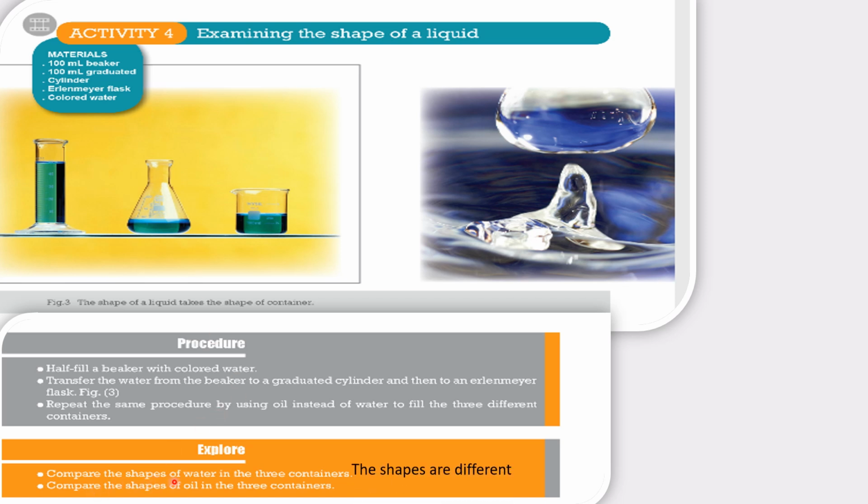Compare the shape of water in the 3 containers. The shapes are different. Here, the shape of the colored water is the same as the shape of the cylinder. Here, it's the same as the shape of the new container, which is the Erlenmeyer flask. So, the shapes are different. Compare the shape of oil in the 3 containers. The same will happen. Oil takes the shape of the container.